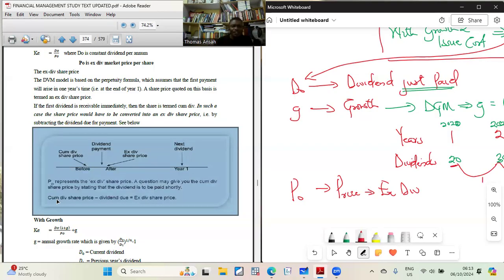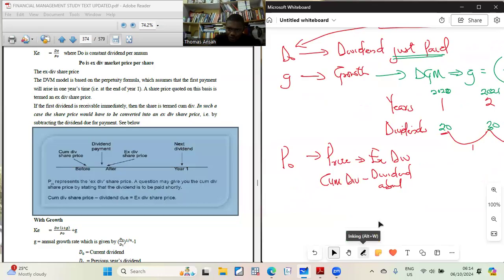If I'm yet to pay the dividend, before the dividend is paid, it is called cum-div, which means that the price of the shares that I've quoted includes a dividend that I will have to be paying. But we want the dividend ex-div. So to find the ex-div price, if you are given cum-div, then you need to take away the dividend that is about to be paid, or the dividend due to be paid. Now, when you have that, then you can get your ex-div.